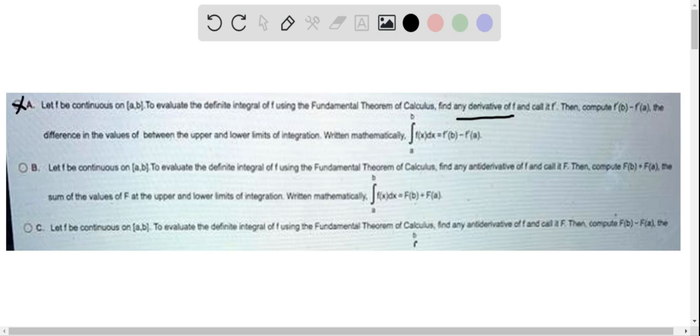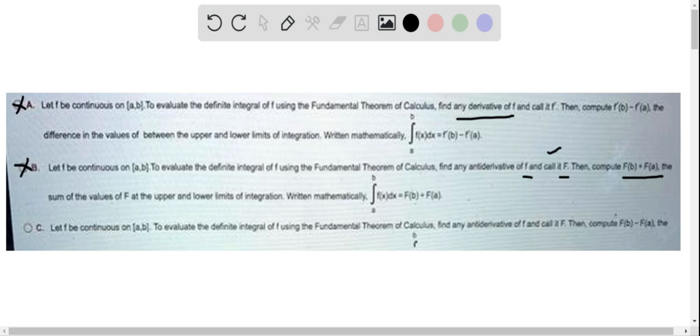Now let's move on to option B. Here we have the same explanation, that is, let f be continuous on [a, b]. To evaluate the definite integral of f using the fundamental theorem of calculus, we find the antiderivative of f and call it F. This is correct. Then compute F of b plus F of a. Here we do not calculate the sum of F of b and F of a. We should basically find the difference. So this is not correct according to the fundamental theorem of calculus.